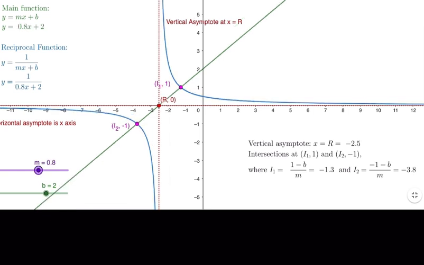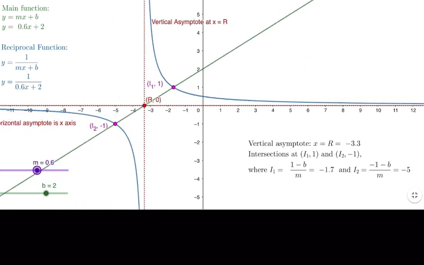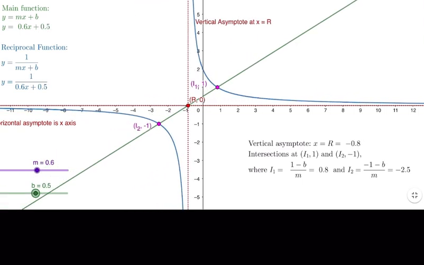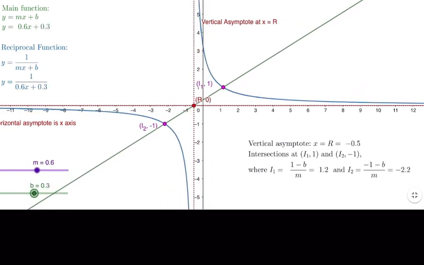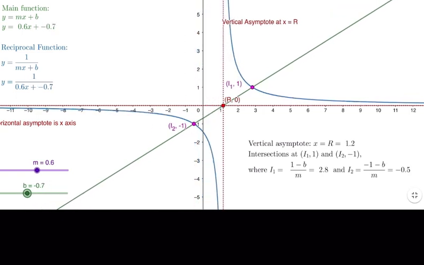everything is moving accordingly. And there is always some point that shows up in both functions, in the original one and its reciprocal function. And same thing, if you change your b, the graph will move forward with the x-axis, but same thing, there is always some point that shows up in both functions.